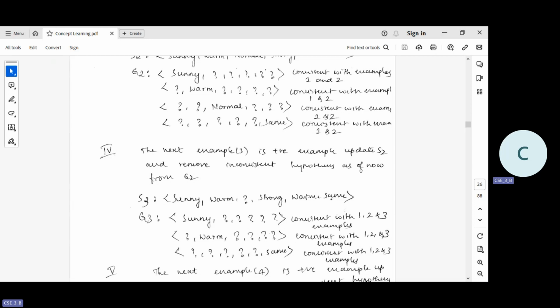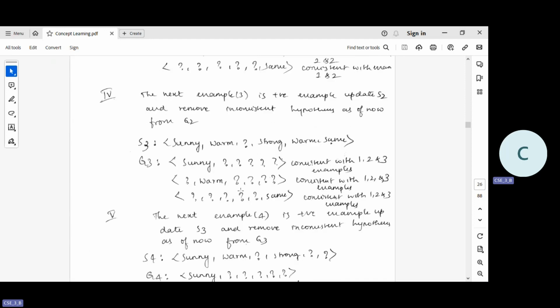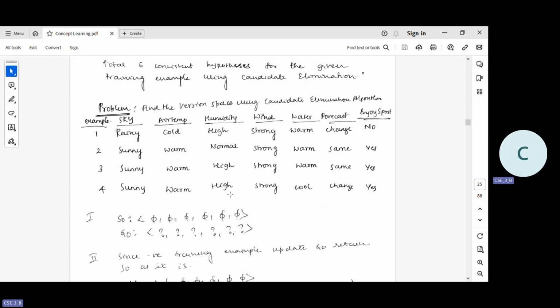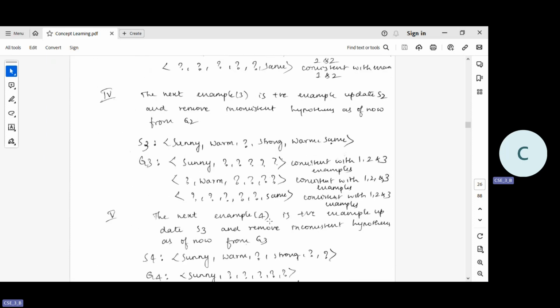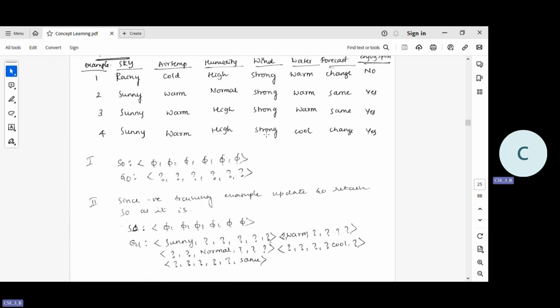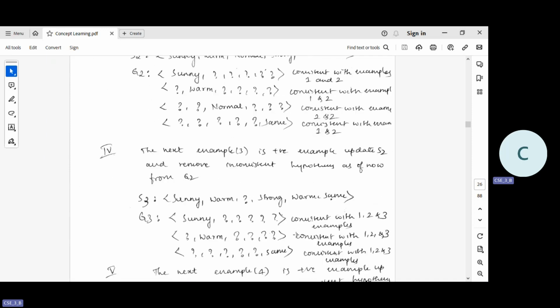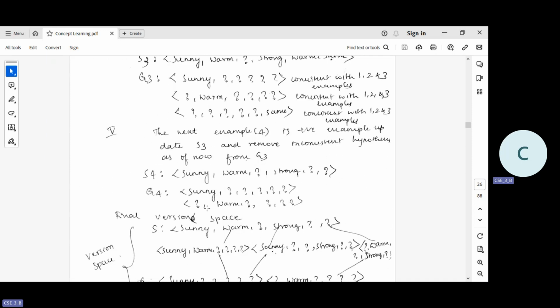So these two have to be updated. You can see strong and then question mark, question mark. Now this hypothesis is consistent. It can be matched with these training examples. You can see here it is matched: sunny, warm, question mark, strong, question mark, question mark. So that is strong, question mark, question mark. That is matched. And you can observe one more thing here. So what are we going to do?